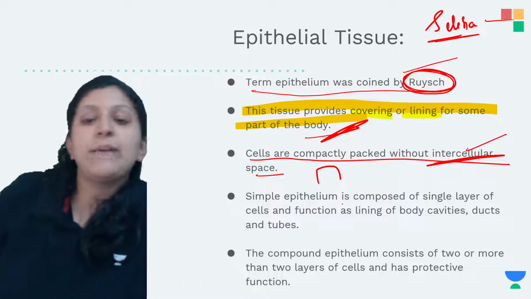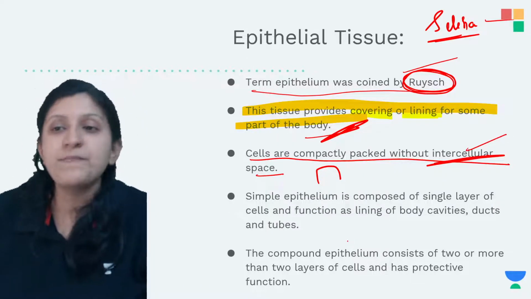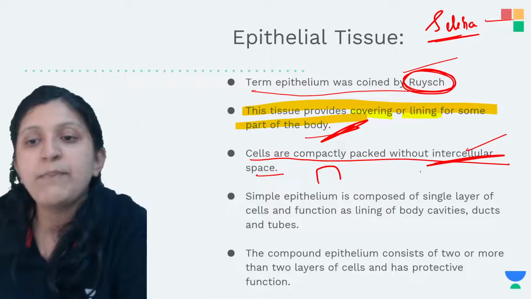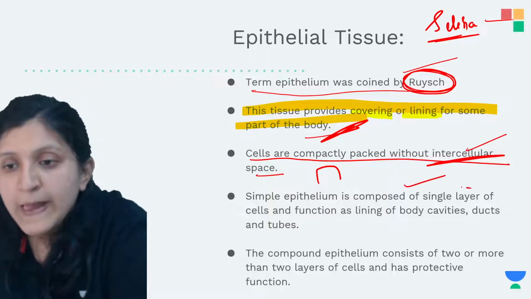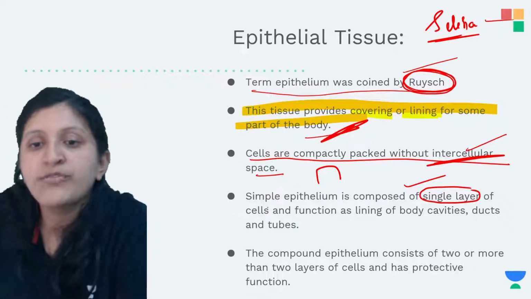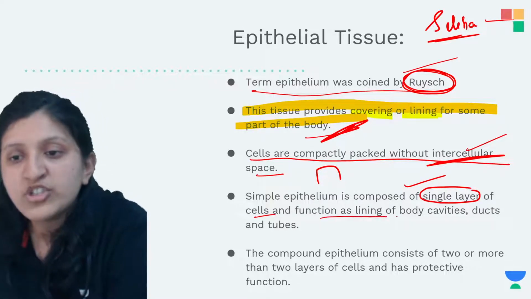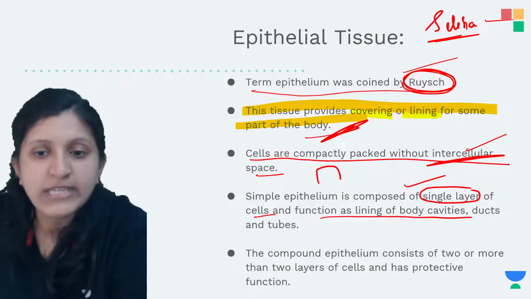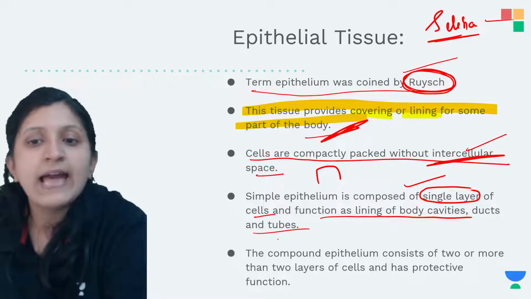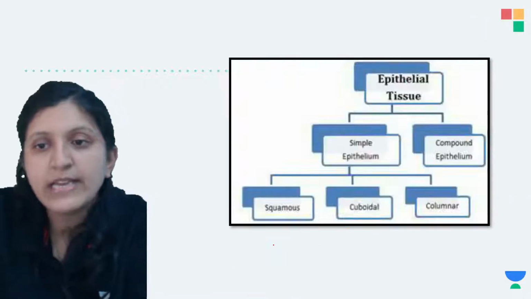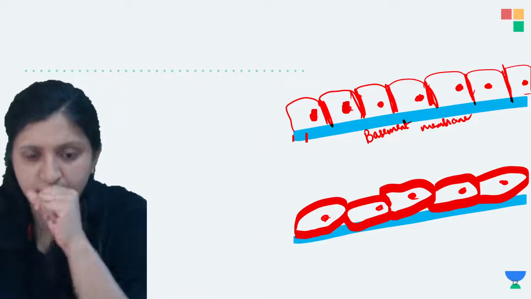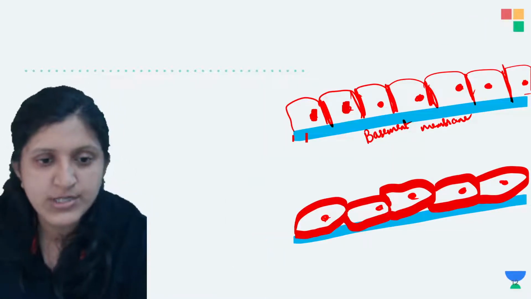Now simple epithelium. What exactly is simple epithelium? Simple epithelium is composed of a single layer of cells and functions as the lining of body cavity, duct and tube. In that case, just a second, I'll draw here and explain.